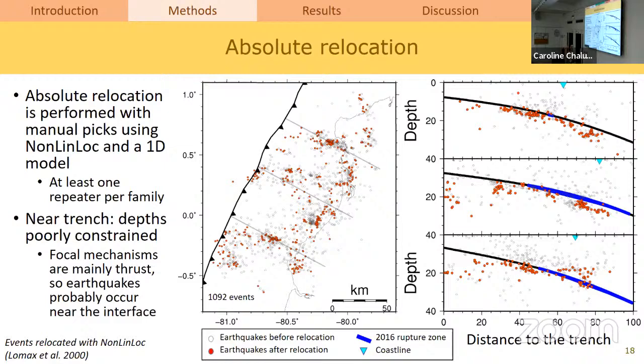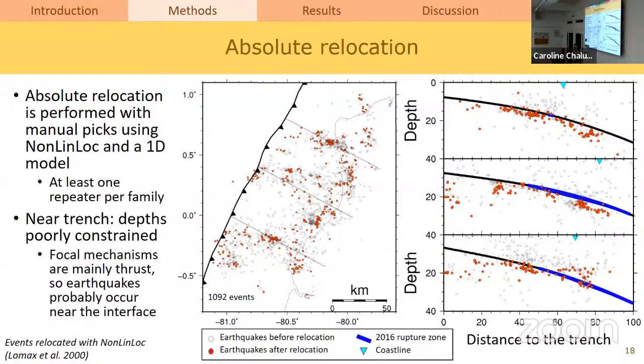These repeating earthquakes needed to be relocated next, in order to get a good, accurate picture of their spatial distribution. To do that, at least one earthquake per family was manually picked in order to be relocated with NonLinLoc within a 1D model.